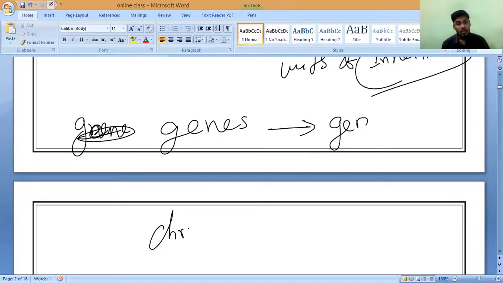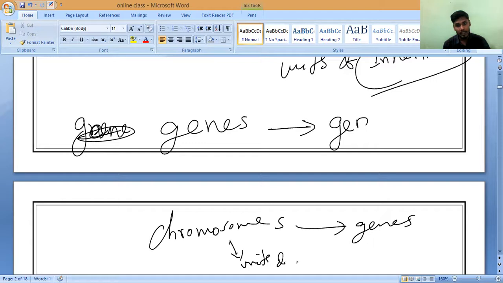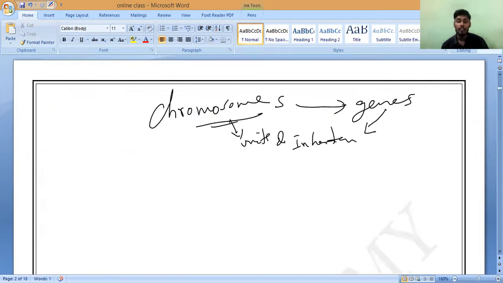These chromosomes contain these genes. That is why these chromosomes are called units of inheritance. So, if chromosomes are called units of inheritance, then genes are also called units of inheritance. That is the definition of gene. A gene is a unit of inheritance in living organisms. Do you understand, all of you?